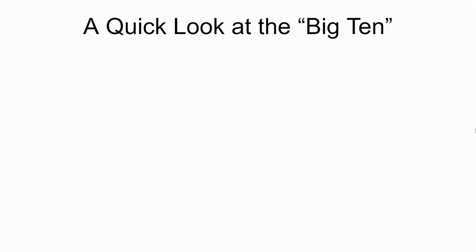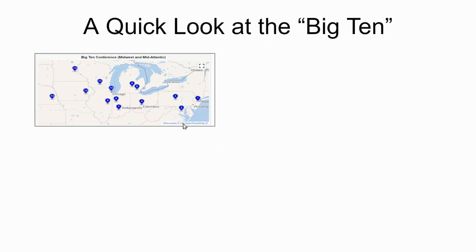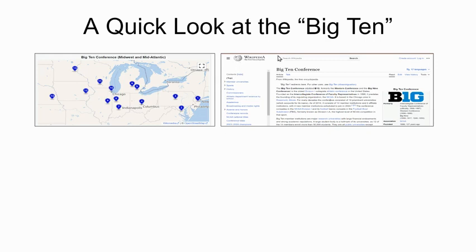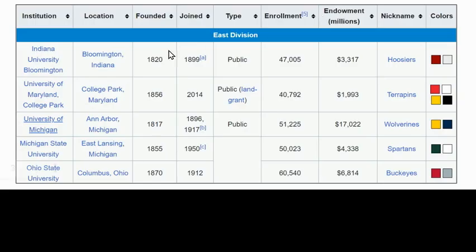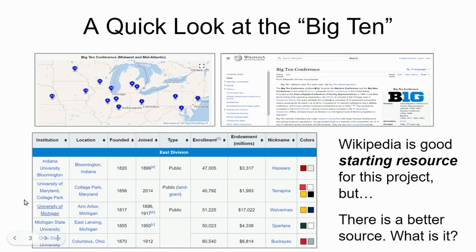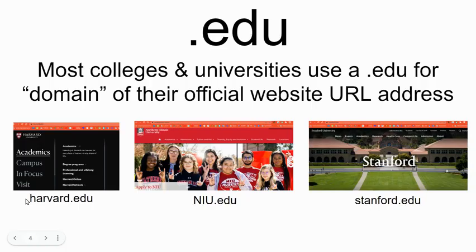Here's a quick look at some research about the Big Ten. Here you can see where all the schools are. There's U of I. I like Wikipedia for this project because right here on the side, you have the table of contents, which gives you a lot of good ideas for your research. They also have a ton of well-organized support materials. But it's not the only one, and there is a better resource than Wikipedia, and that's the actual college website.